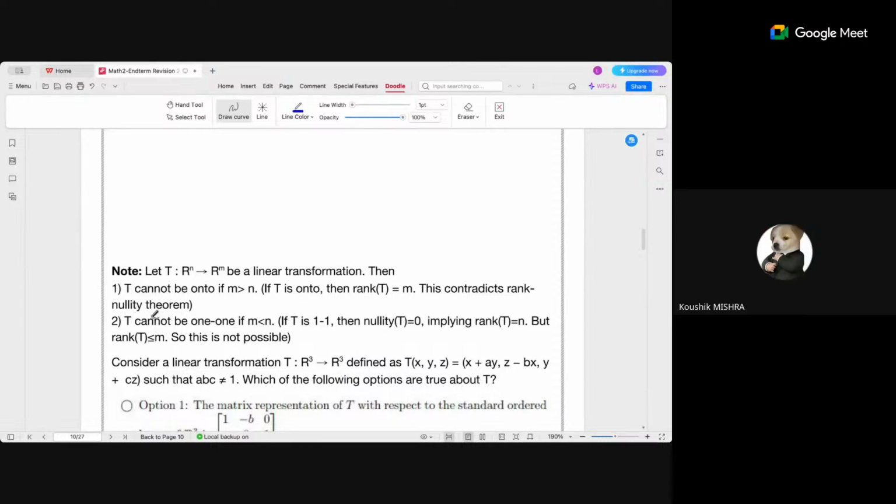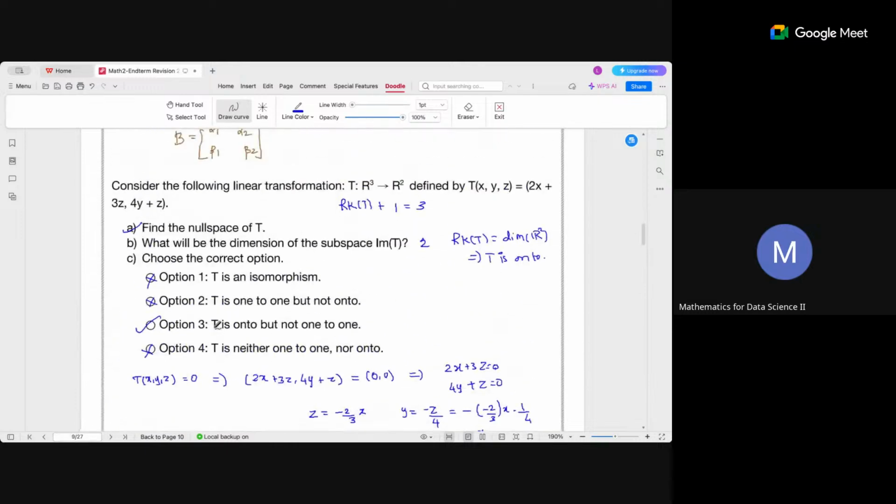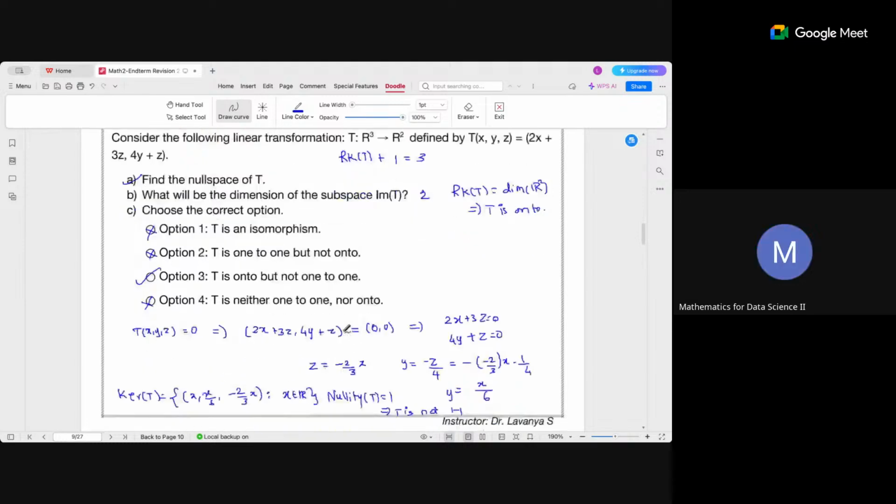Yes, ma'am. In the same way, T cannot be 1 to 1 if m is strictly less than n. Why is that so? Nullity will be 0, implying rank of T is n. But rank of T is less than or equal to m, so this is not possible. So if m is greater than n, then T cannot be onto, and if m is less than n, then T cannot be 1 to 1. In this scenario, m is less than n, so T cannot be 1 to 1.